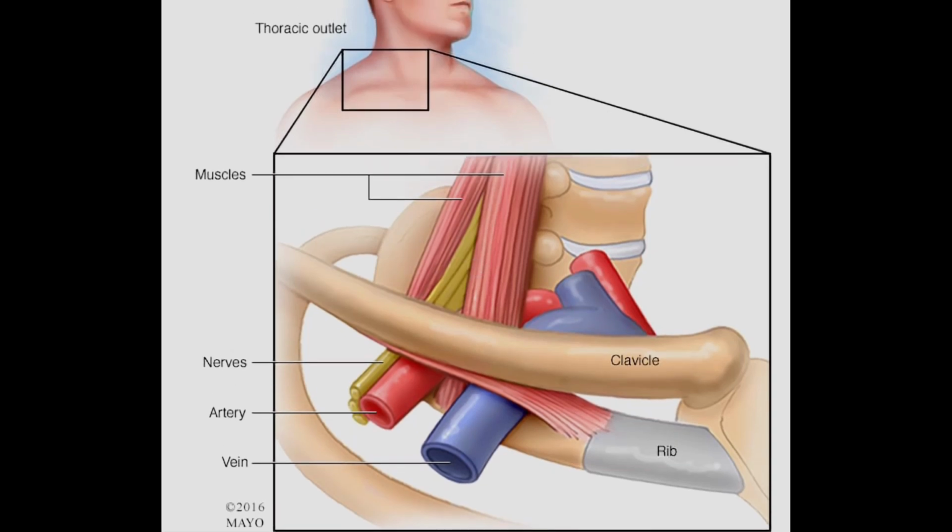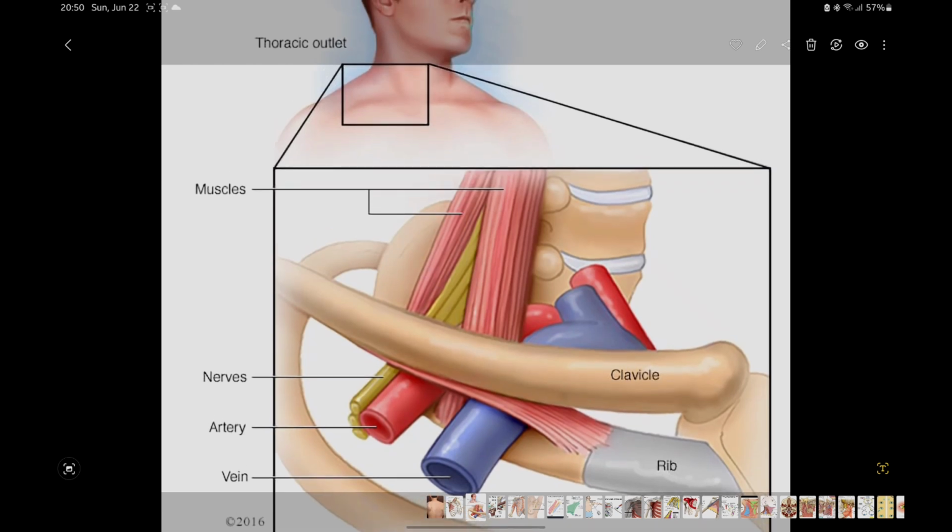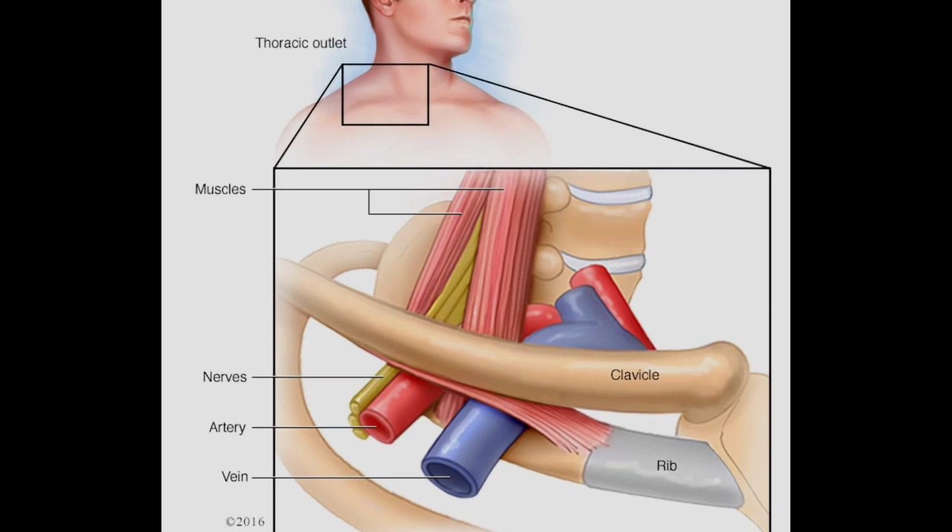So, what if these structures get compressed? It could be either due to hypertrophy of the muscle over here, or it could be because of the formation of an aberrant rib over here, which is also known as the cervical rib. In any case, it could be because of trauma, repetitive injuries, over exercising, or multiple other factors. It could also be because of cancer.